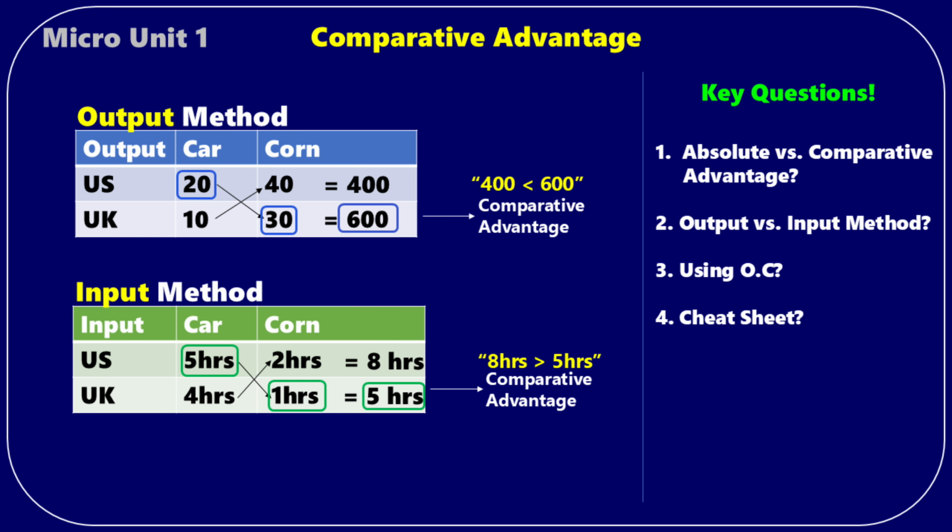Step 3. Compare the 2 results. Step 4. Here is the rule. If it's an output method, the larger number identifies which country has the comparative advantage in that specific good. If it's an input method, the smaller number identifies the comparative advantage. Now, you should still know how to calculate the actual opportunity cost for the free response questions. But keep this shortcut in your back pocket to double-check your work and fly through the exam.